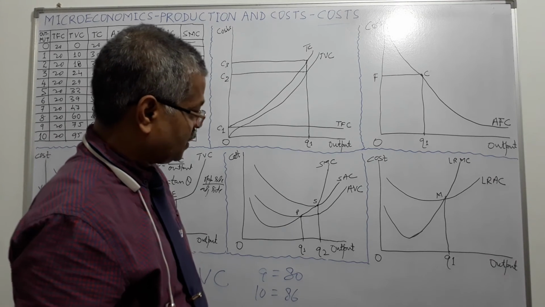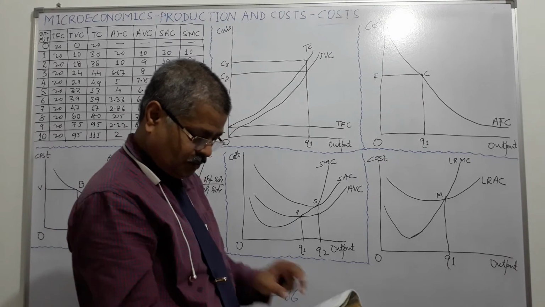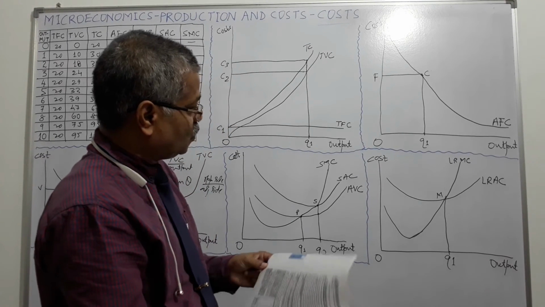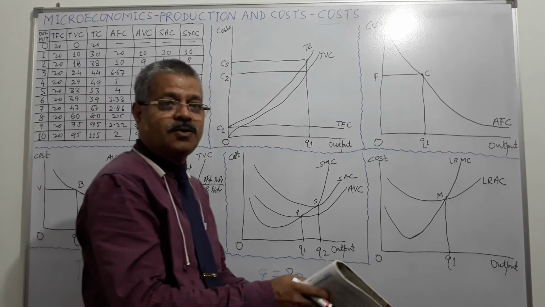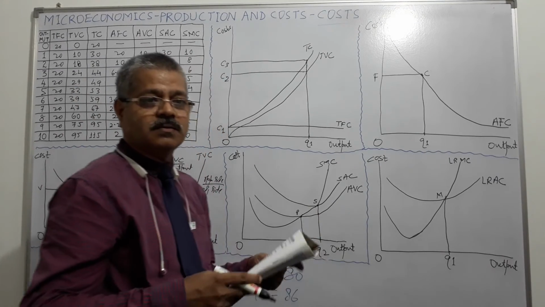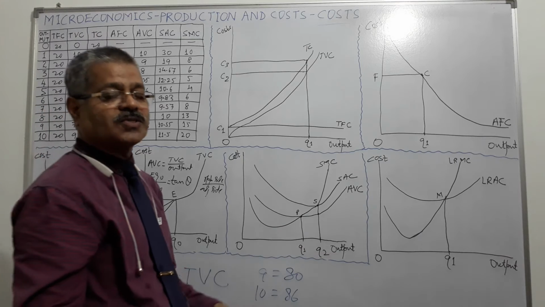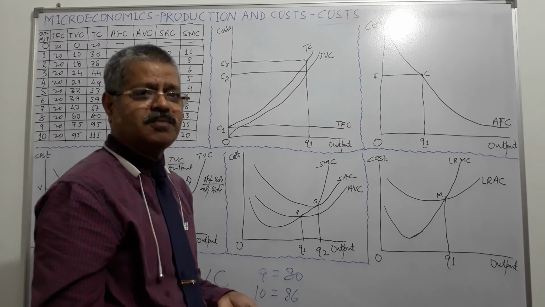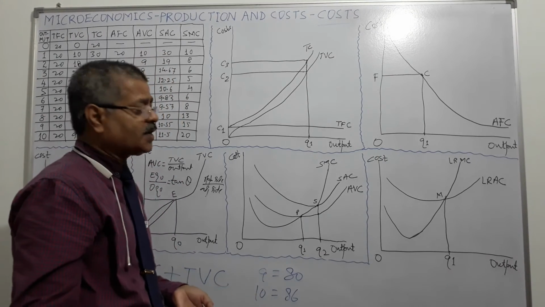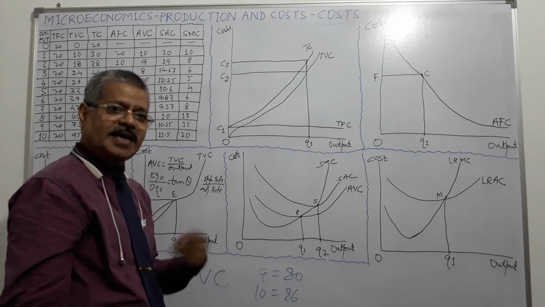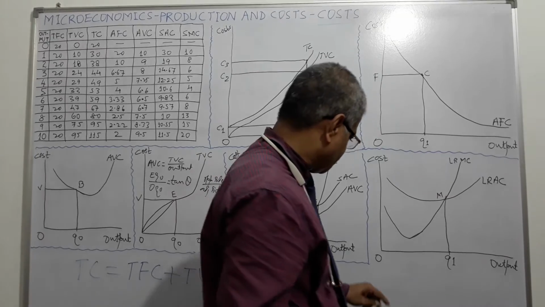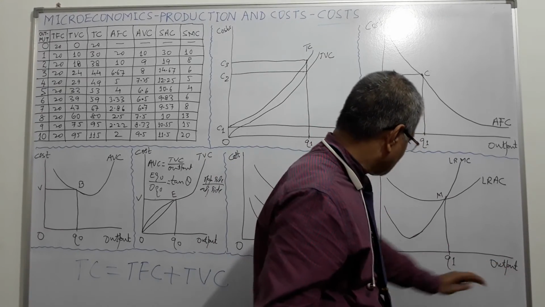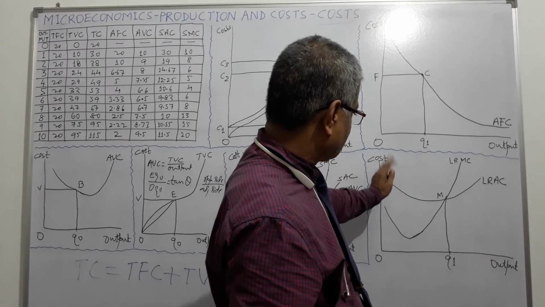Okay. Then we go to this one, long run cost. So what is the difference? In the long run, all costs can be varied. What is input? Input is a cost to a company. I buy inputs, I incur costs, right? So here you will find O, horizontal is output, vertical is cost.